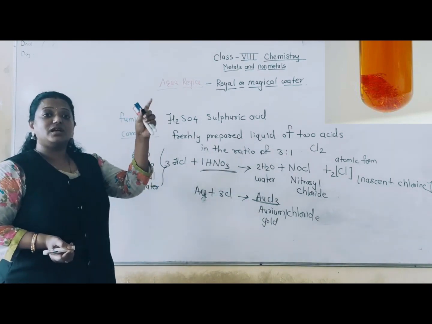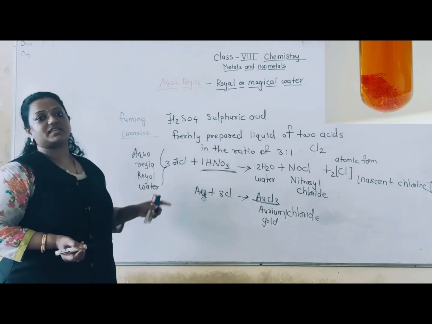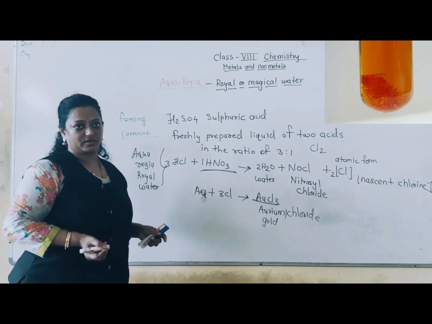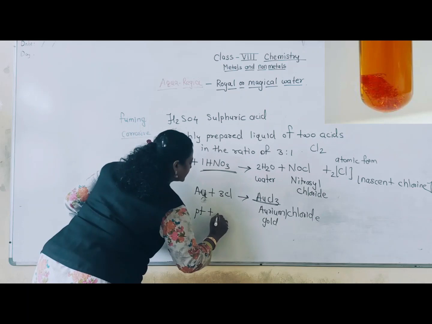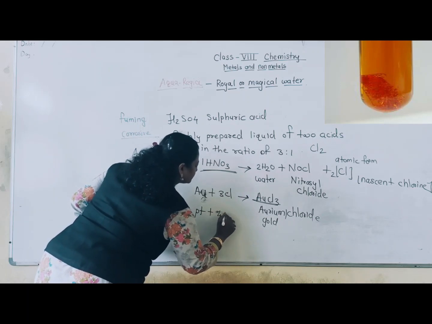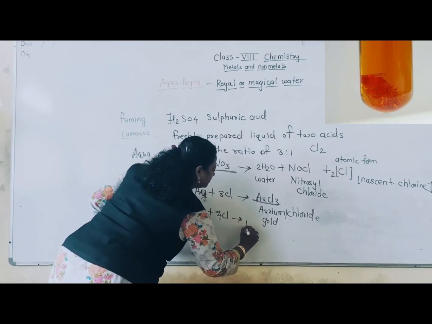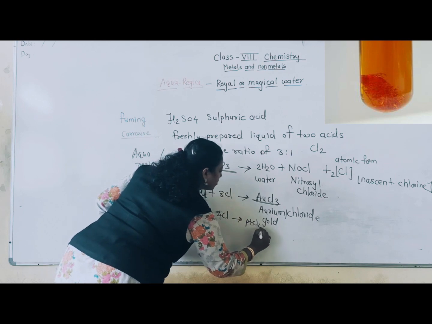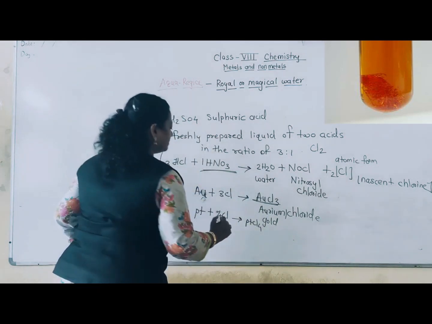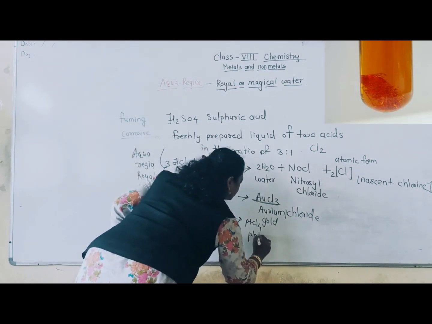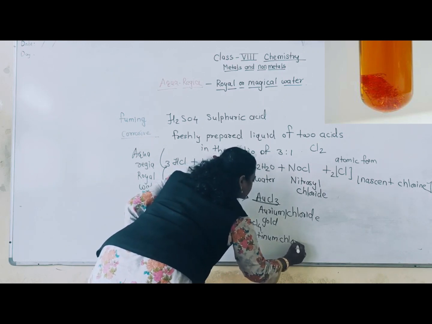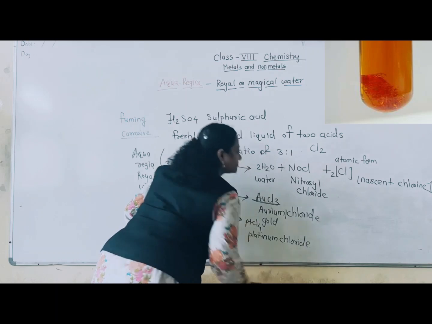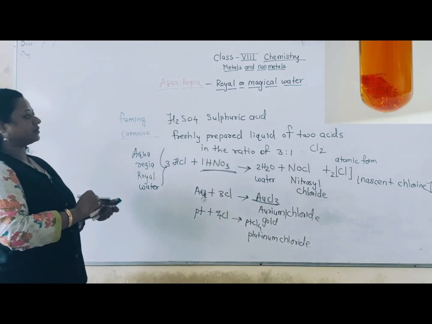Otherwise, we never see gold and platinum dissolve. I would like to show you what happens when platinum reacts with the nascent chlorine. It will form PtCl4, which means platinum chloride. Students, you got it?